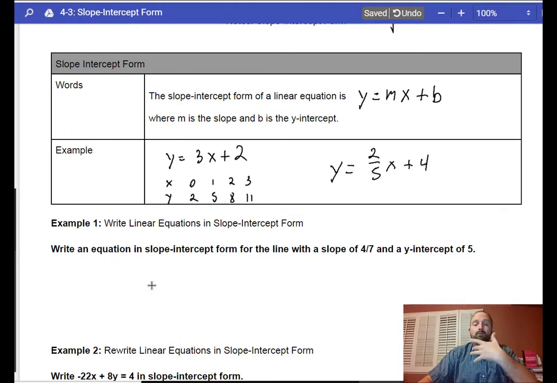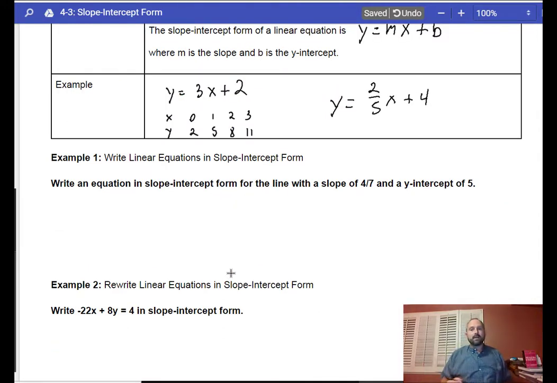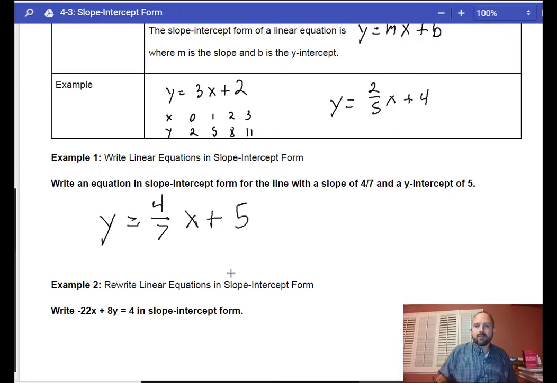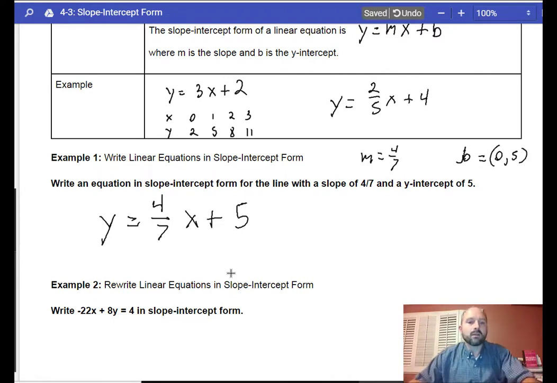All right, so write an equation. Example 1. Write a linear equation in slope-intercept form. Write an equation in slope-intercept form for the line that has a slope of 4/7 and a y-intercept of 5. Okay, well that's pretty simple. y equals 4/7 x plus 5. So I know that the slope is equal to 4/7 and the y-intercept, the b, maybe we put a little tail on it, is equal to (0, 5). Done.